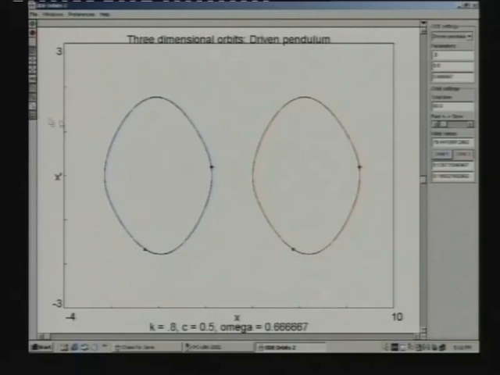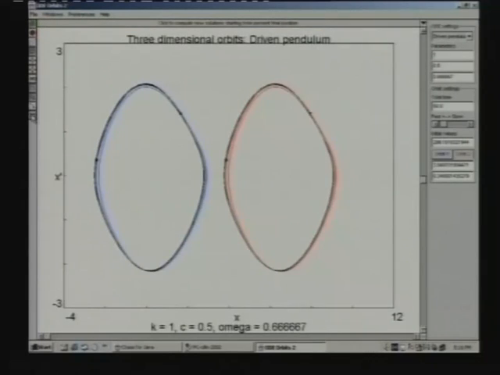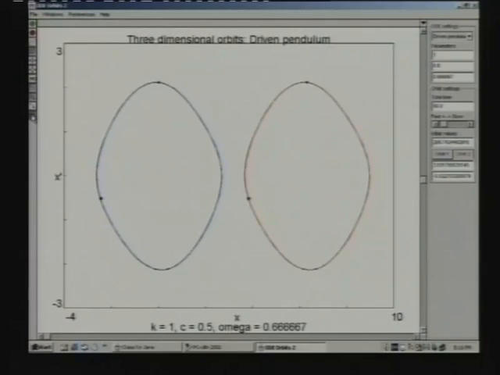Fine. Now, let us increase it further. Still a periodic orbit. Still a periodic orbit, starting from two different initial conditions.